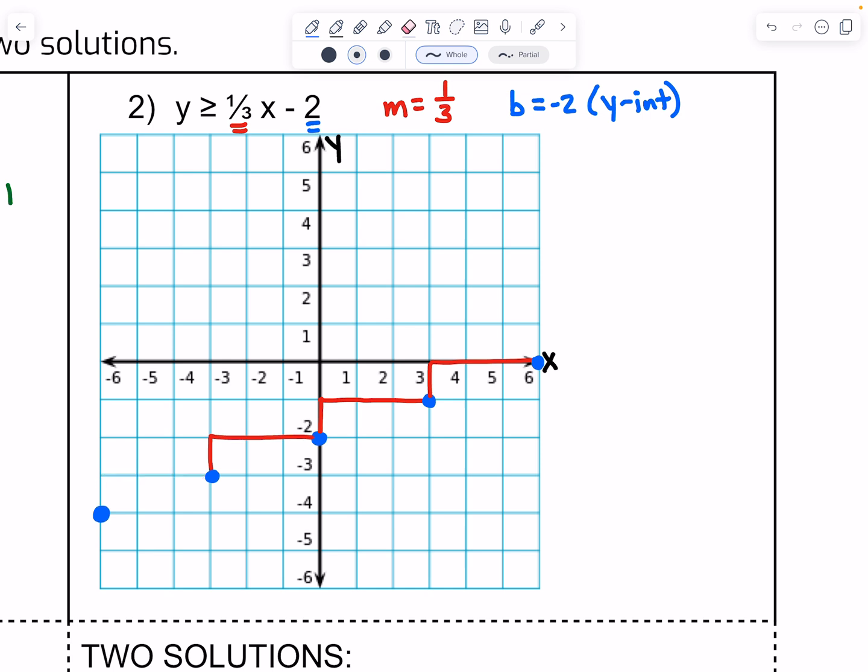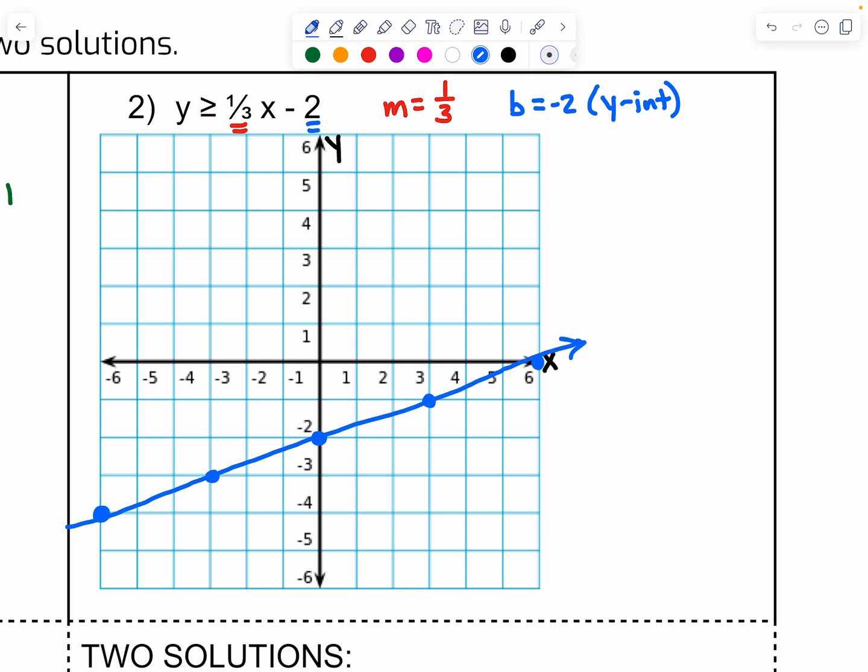But now that we've got all these good points, we don't have to use our guide marks. So I'm just going to remove those. And then I see that my symbol is greater than or equal to. So that means my line is going to be solid this time.